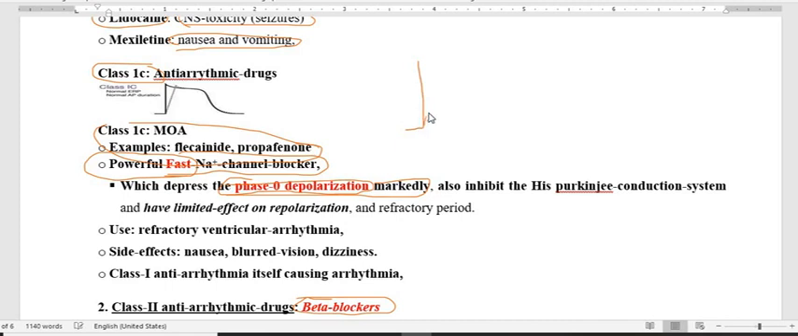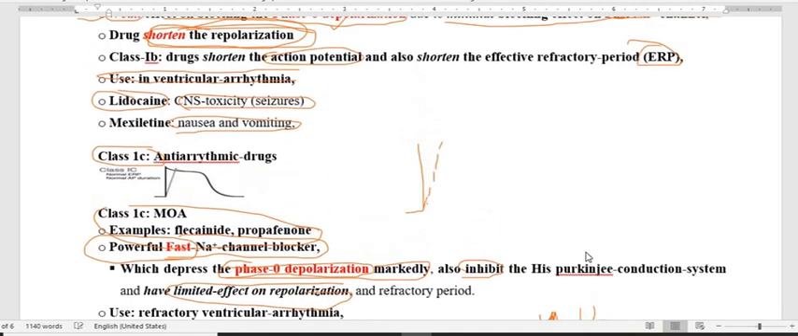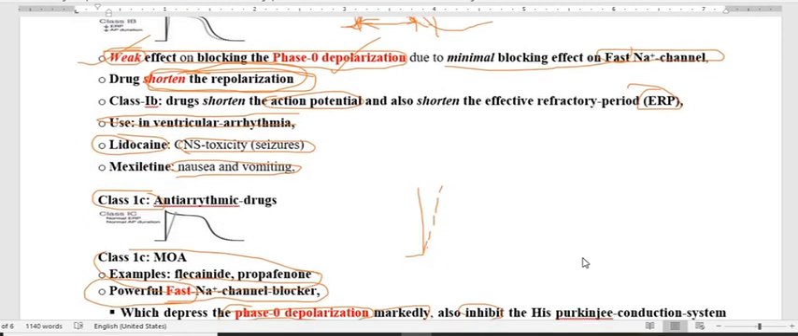So now you get the graph like this. It will take a long time to give rise to the depolarization effect, and therefore it prolongs the phase 0 depolarization, and it also inhibits His-Purkinje conduction, and it has little or no effect on the repolarization, whereas 1A and 1B both have an effect on the repolarization. 1A prolongs the repolarization phase by blocking the potassium channel, whereas in 1B there is shortening of the repolarization phase. So that we have seen.